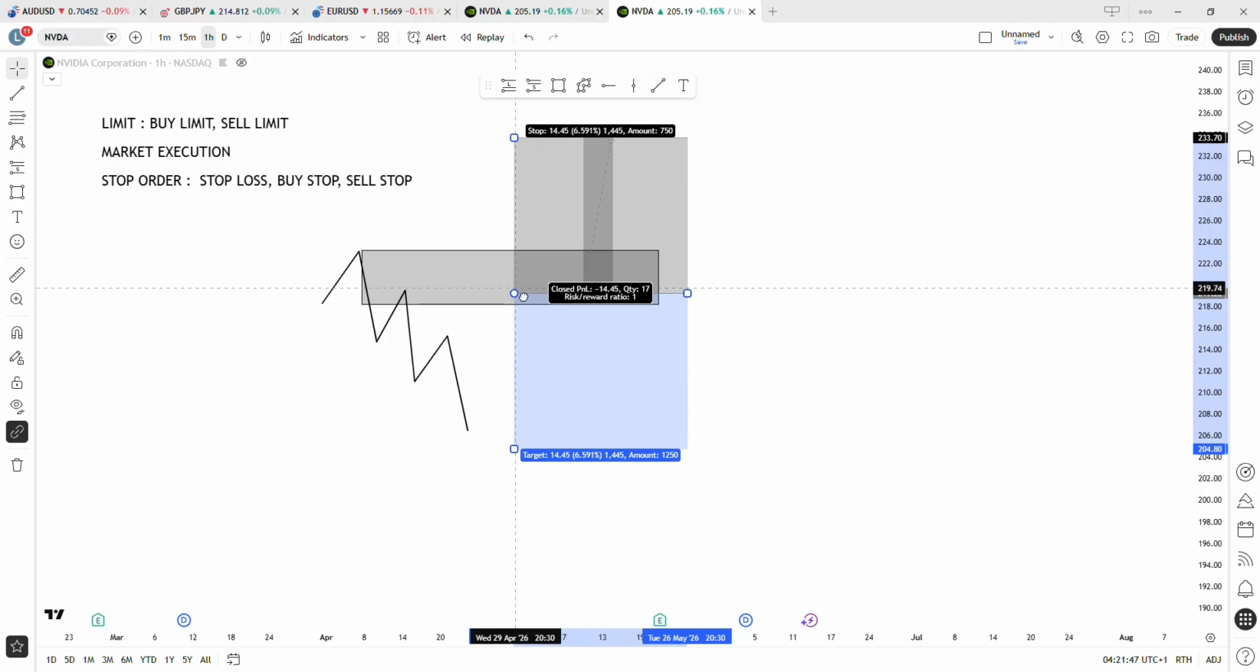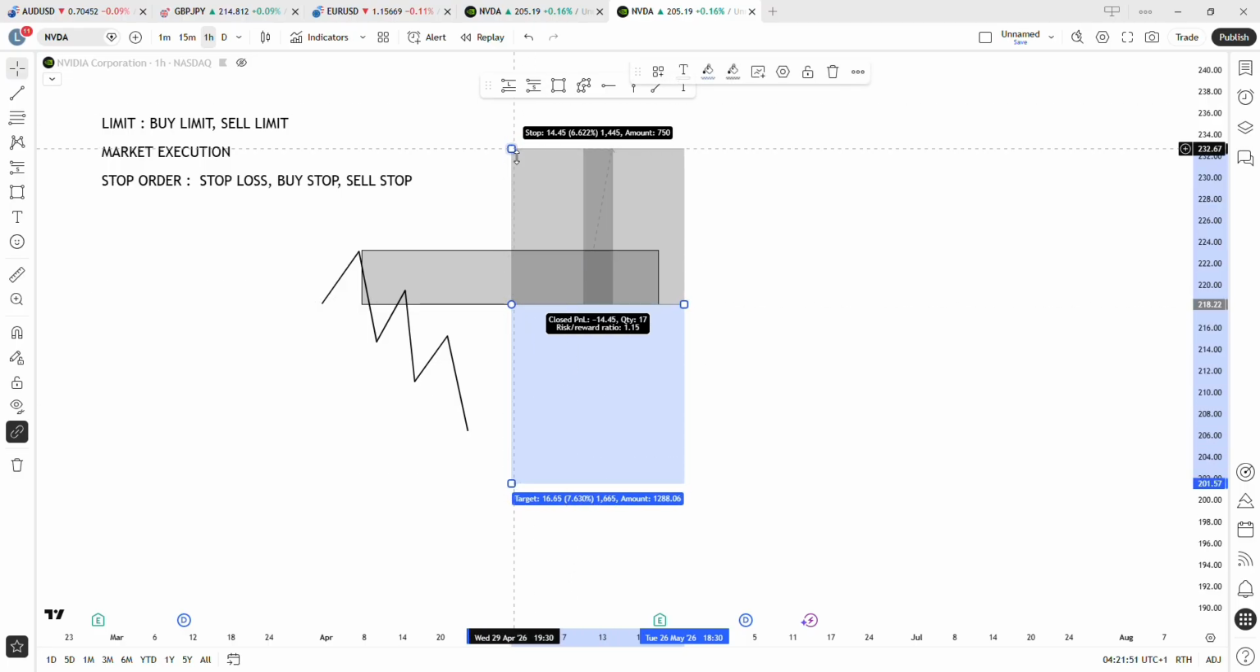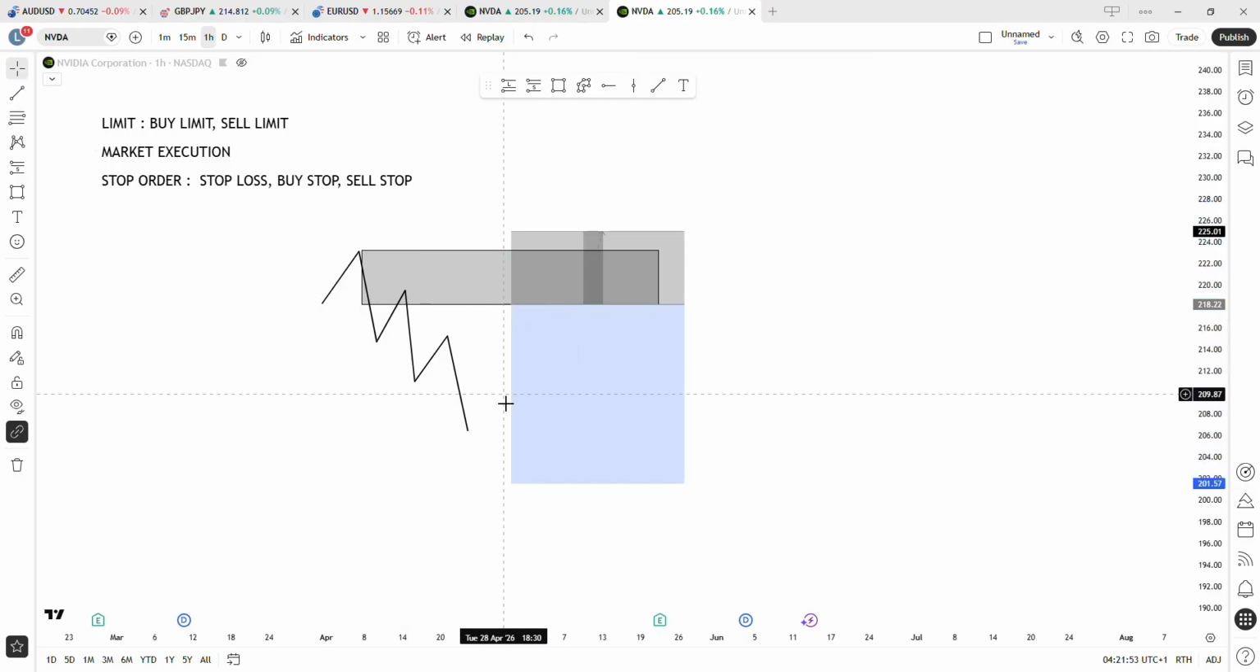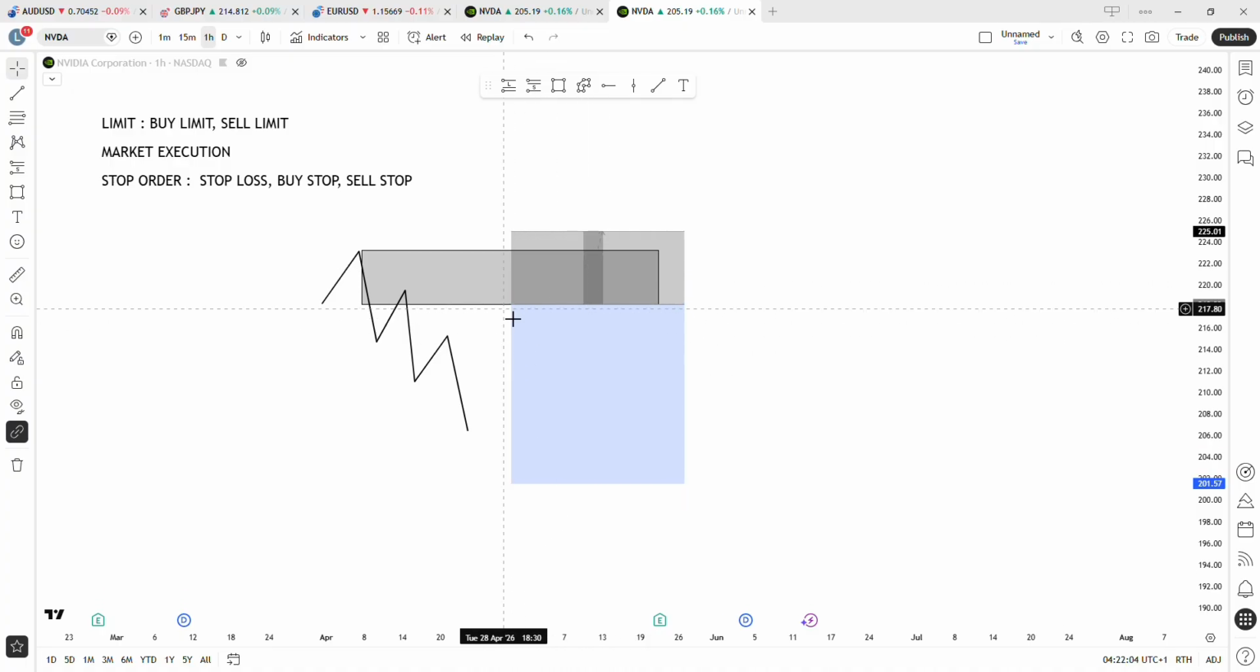Okay, this is your entry. When price comes back to that point, you should get tapped in and then sell. So you set a sell limit order here, meaning when price gets here, tap me in for sells. That's right. So this is covered. Buy limit, sell limit is covered.